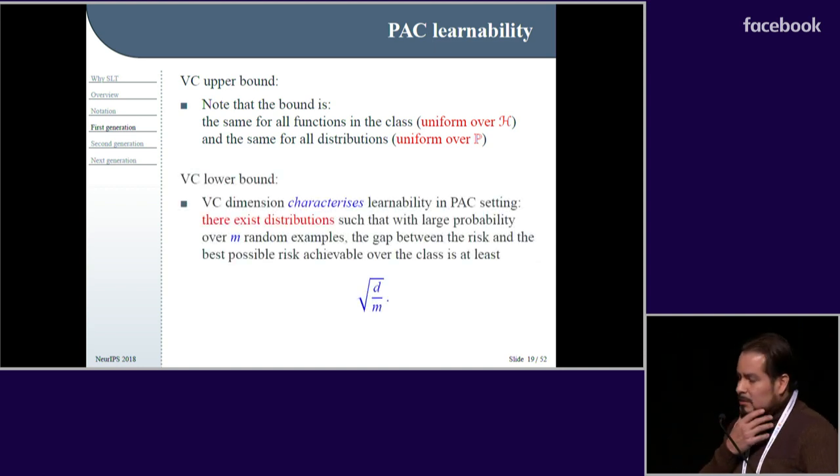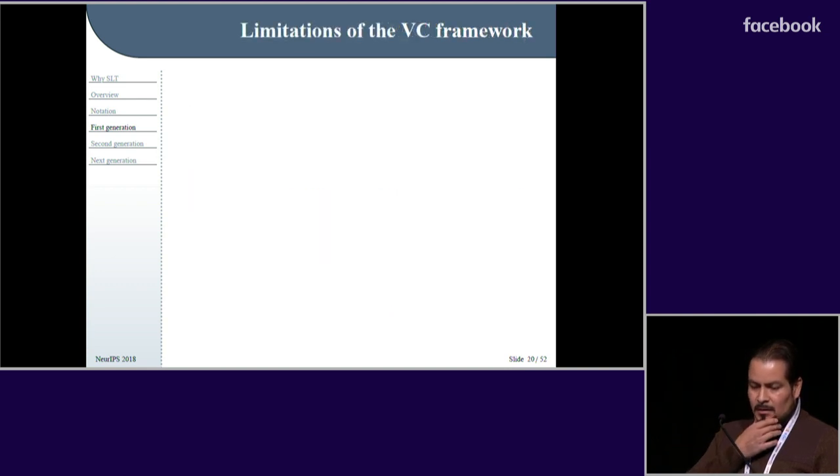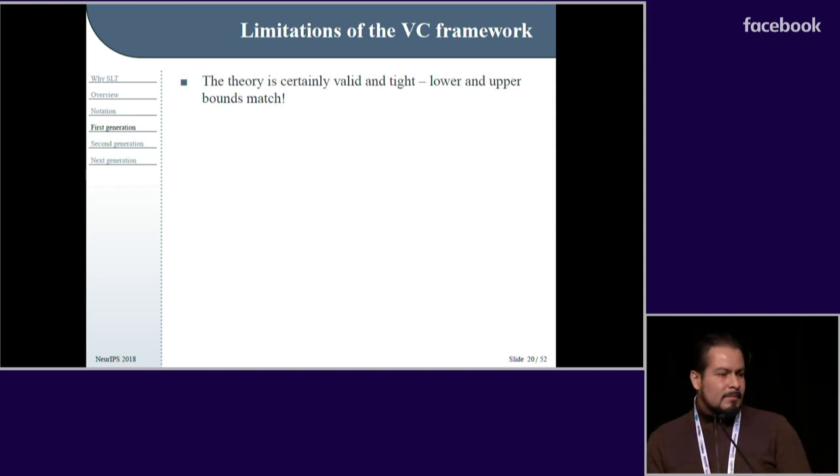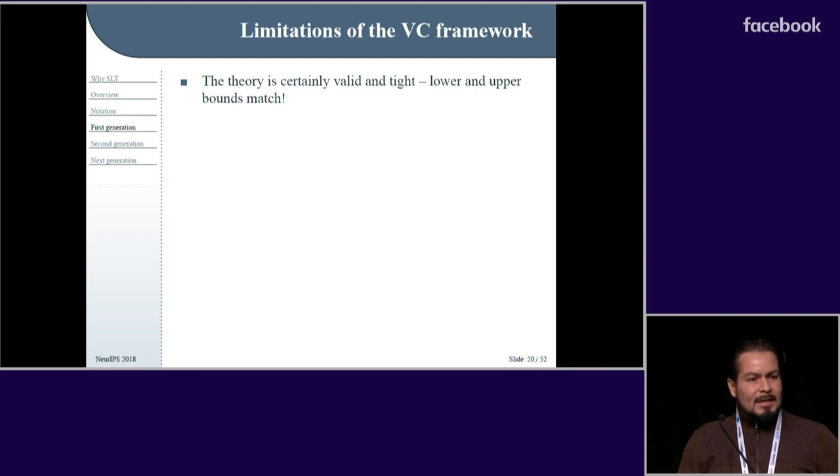And we have a lower bound that tells you that there exist data generating distributions for which, with high probability, the difference between the risk and the smallest possible risk in the class is bounded below by a quantity of the same order as the upper bound in the sample size. So there are good and bad things about the VC framework. Let me mention what the limitations are. The bounds are tight in the sense that we have matching upper and lower bounds of matching order.